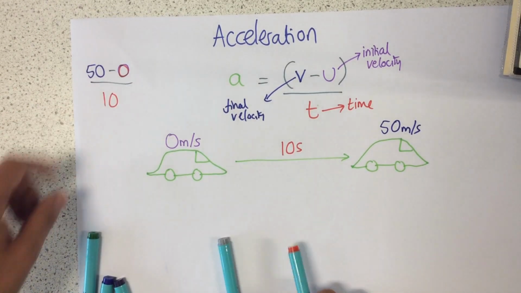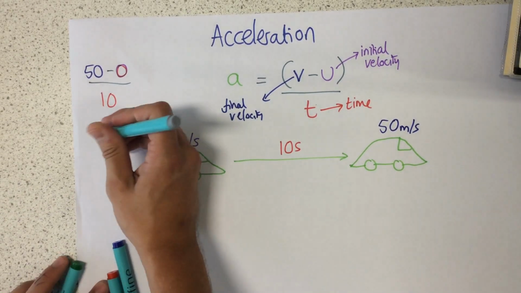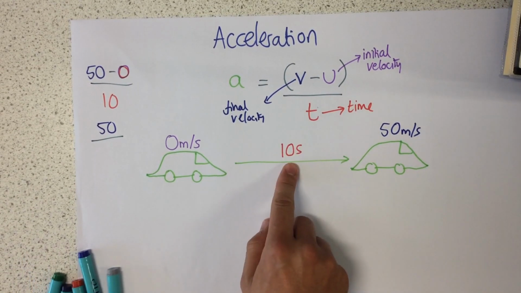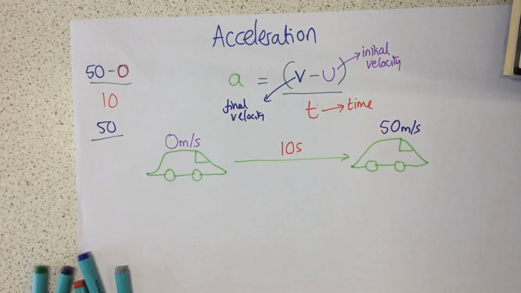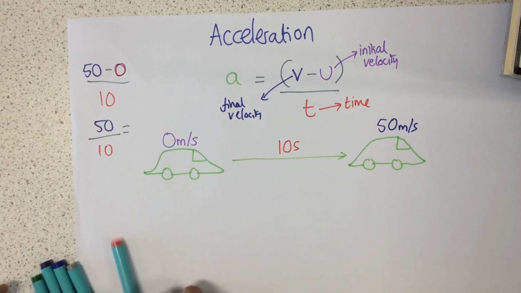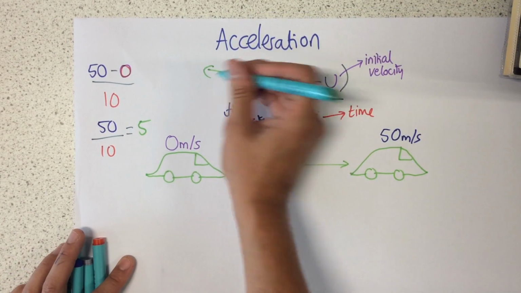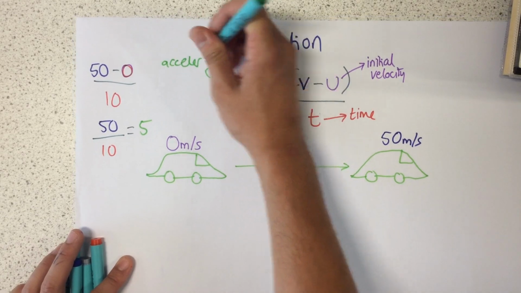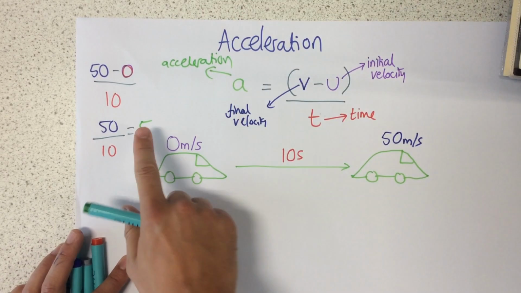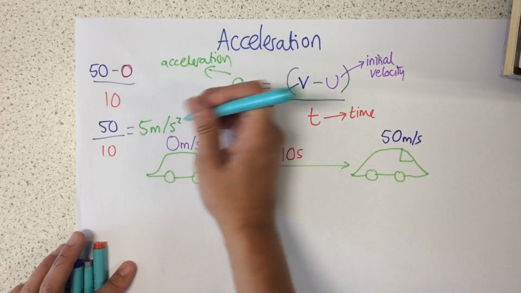So 50 take away 0 is just 50. And 50 divided by 10, because it took 10 seconds, is 5. And that gives us our a, and obviously our a stands for acceleration. Now the units for acceleration are meters per second squared.